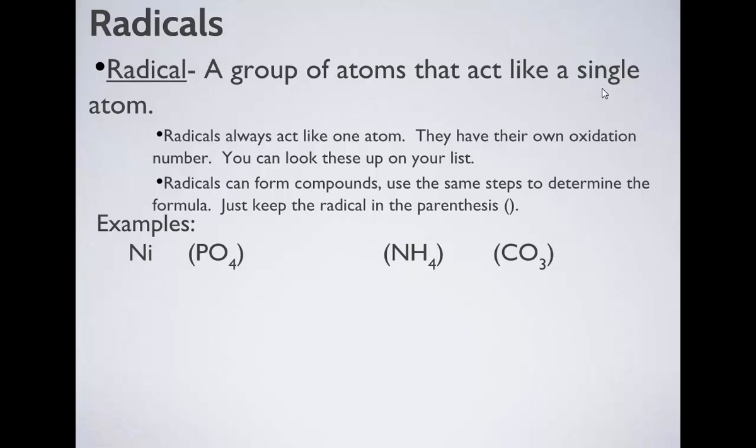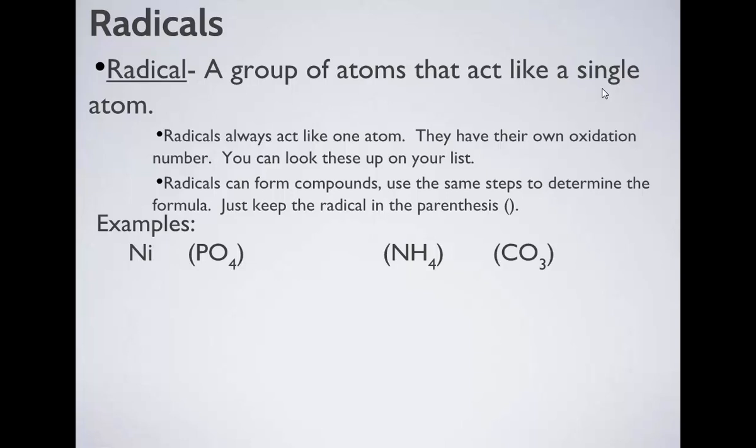Radicals are a group of atoms that sort of acts together as if it were one single atom of a single element. And so sometimes these can form compounds with other elements. What you're going to do is look them up on your list. On the back of your periodic table, you'll be given this on your quiz. What you have is a list of common radicals. It tells you the name of them, it gives you their formula, and it tells you their oxidation number. You just have to look it up. And then these act as any other element would act.